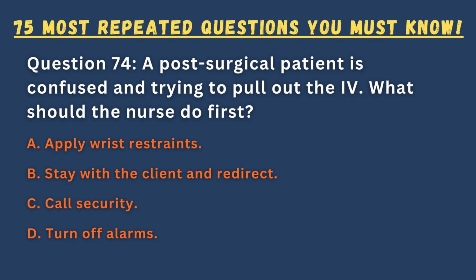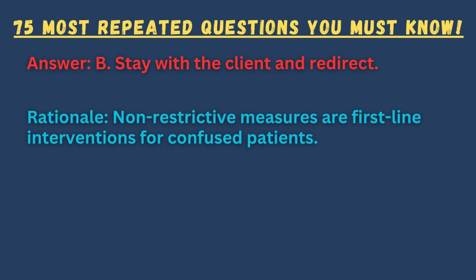Question 74. A post-surgical patient is confused and trying to pull out the IV. What should the nurse do first? A. Apply wrist restraints. B. Stay with the client and redirect. C. Call security. D. Turn off alarms. Answer. B. Stay with the client and redirect. Rationale. Non-restrictive measures are first-line interventions for confused patients.